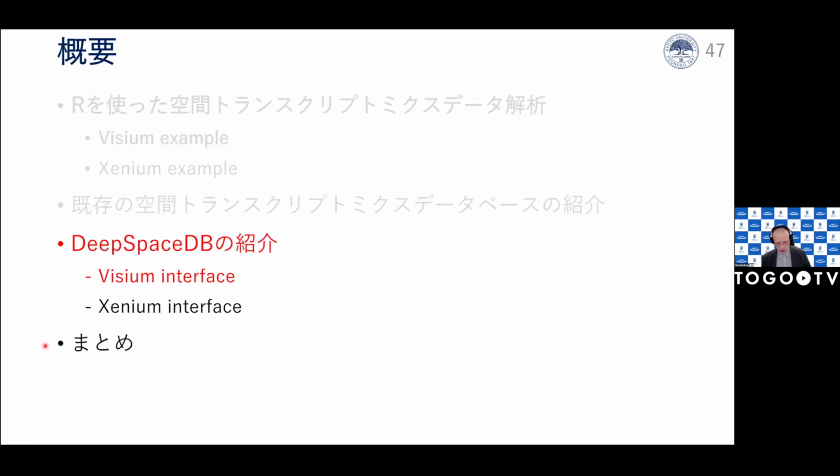That's why, of course, we try to develop our own database, DeepSpaceDB, and we hope to address those weak points and make an interface that is more interactive and maybe easier to use. Now our database includes two different platforms: one is Visium and one is Xenium. I want to introduce both of those interfaces in some more detail.